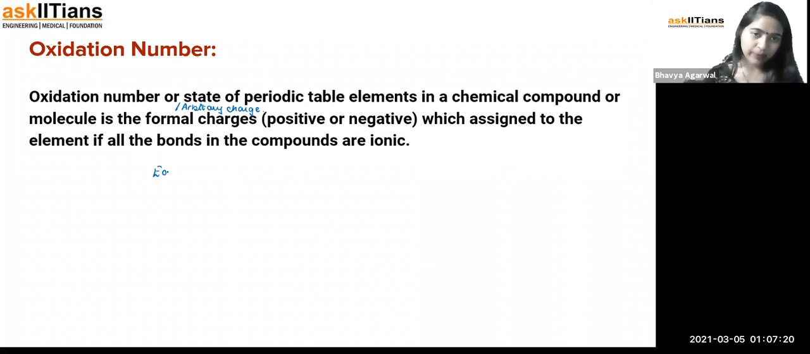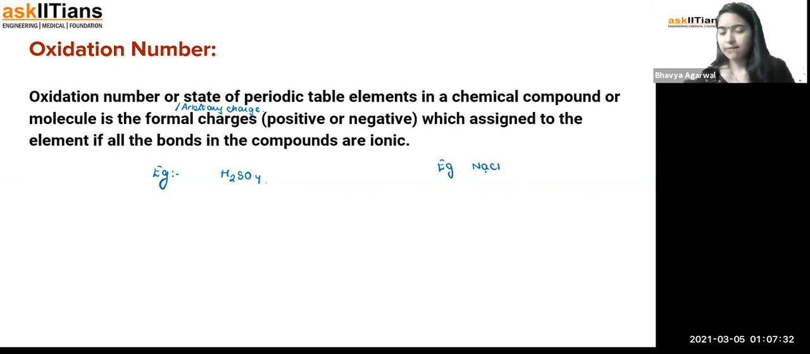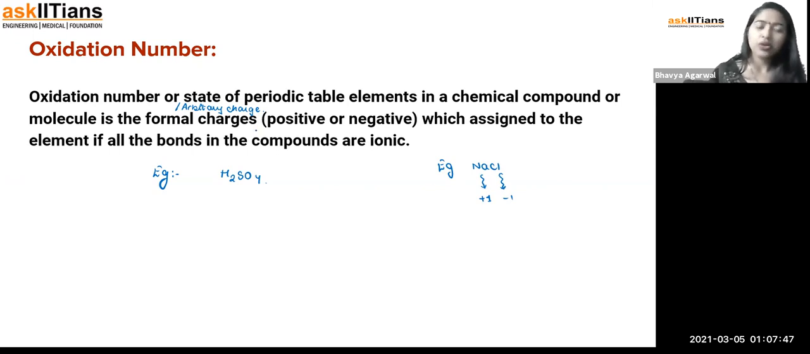For example, I have a molecule H2SO4. Let's start with a simple one, NaCl. Now, in NaCl, what is happening? You know that sodium has a positive charge, Cl gets a negative charge. So that is their oxidation states, or basically their true charges. So these are their formal charges.